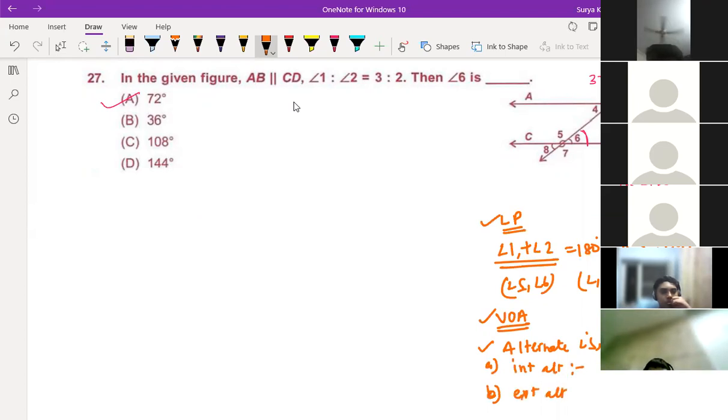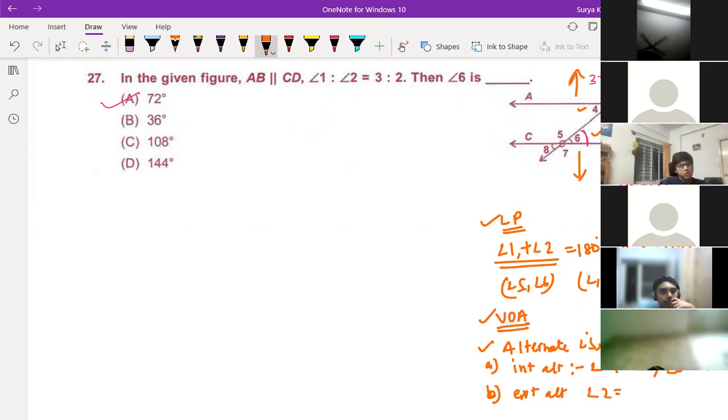Alternate interior means you should not see up and down of the two parallels; you should see the interior part. Alternate means 4 and 6 is alternate. Angle 4 equals angle 6. Angle 3 equals angle 5. For alternate exterior, you should see outside of the parallel lines. Angle 2 equals angle 8 and angle 1 equals angle 7. So these are alternate angles.